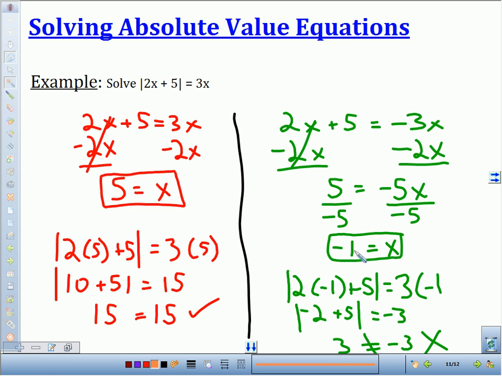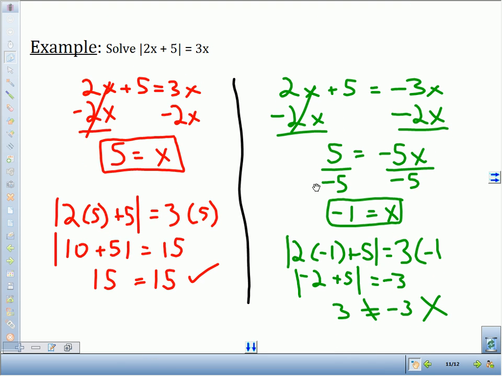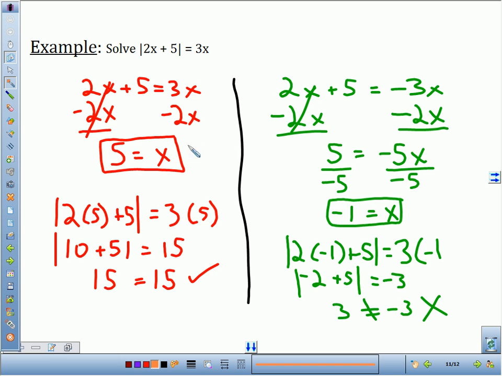Alright, so when I worked this out, I had to do two separate equations. I had to do 2x plus 5 equals positive 3x, and 2x plus 5 equals negative 3x. Solving the first equation got me 5 equals x. Solving the second equation got me negative 1 equals x.